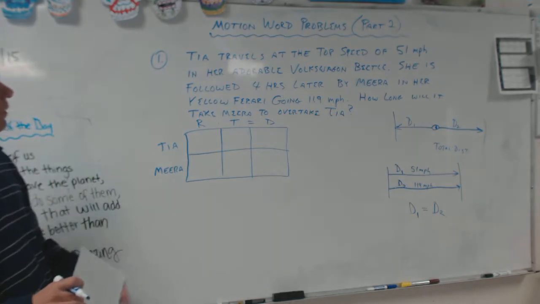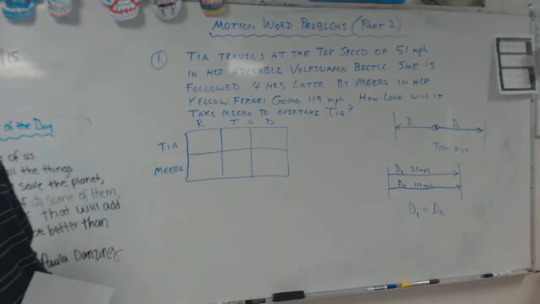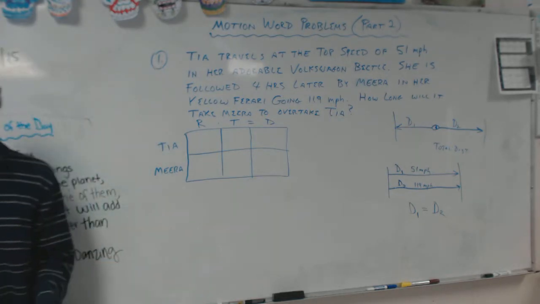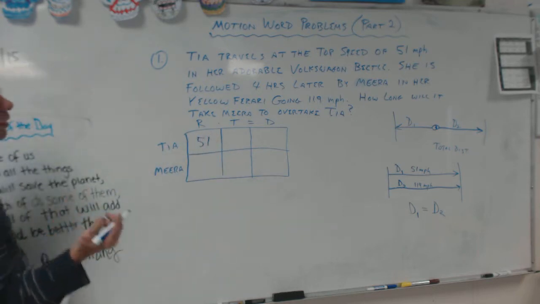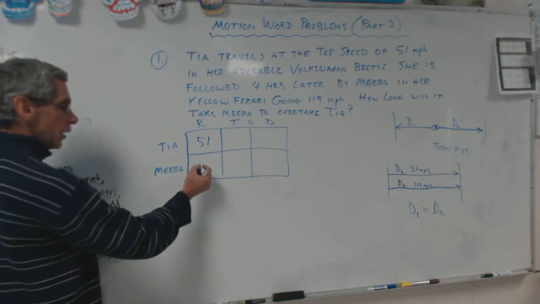So now we've got to fill this in. Tia travels at the top speed of 51 miles per hour. Where would I put that? 51 mph, right here. All right, everybody gets that, right? Mira is going 119 miles an hour.